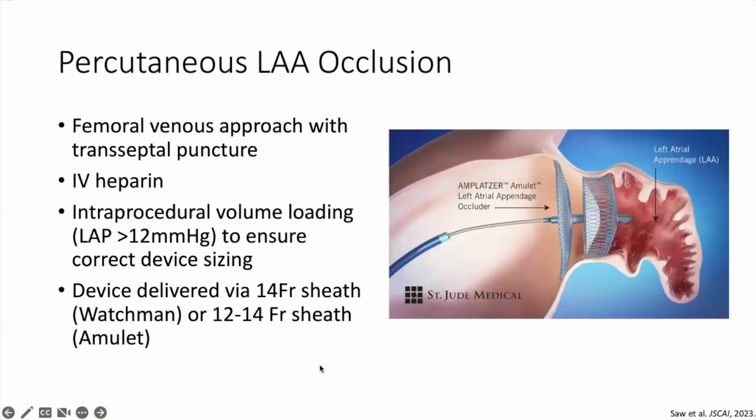And briefly, what does the procedure look like? So these devices are introduced through a femoral approach. They do have to cross the septum from the right atrium to the left atrium. Patients are anticoagulated during this time. They're given fluids to ensure that they have adequate volume loading to make sure that the sizing of the device is correct, because the sizing is very important. And then they're delivered through 12 to 14 French sheaths. And this is on the right, what it looks like, the schematic of the Amulet device going in.